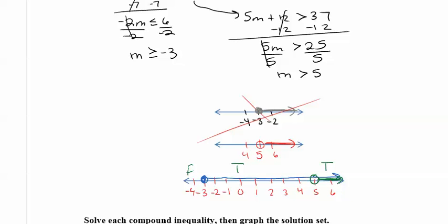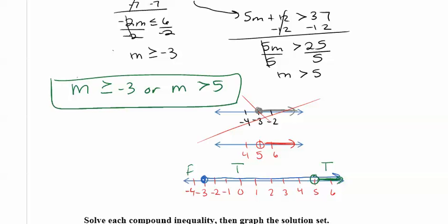And so for my solution for this one, my solution would be m is greater than or equal to -3 or m is greater than 5. Okay, so we use the word or. Make sure you don't use the word and, because that makes it wrong. And for a union, your solutions from -3 to 5 are also a part of your solution set.